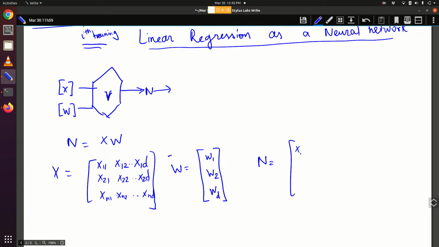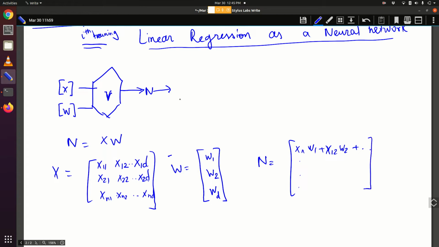So basically it will be your linear regression predictions that you have. I will not write it, but you understand what it is, right? I'm multiplying this. If you want, I can write it: X11 W1 plus X12 W2 and so on, right? So there will be D of them. So this is what it is.